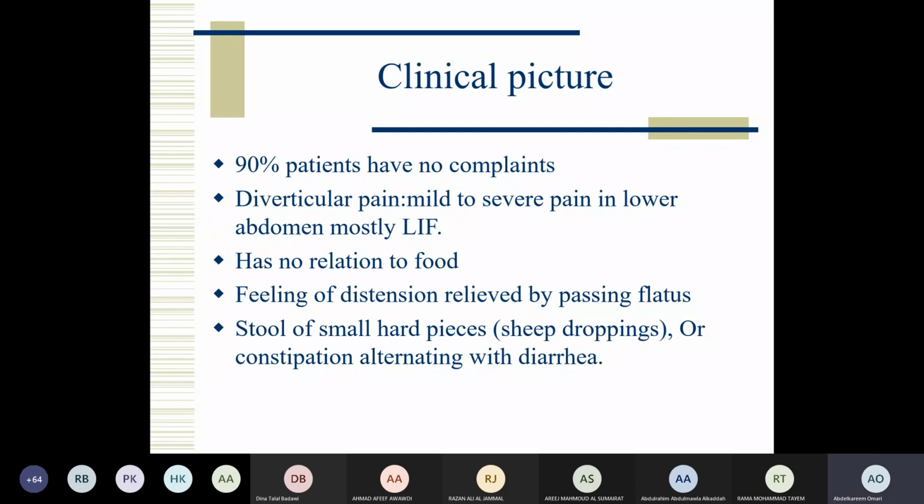The characteristic of the stool. كيف بيكون شباب ستول الناس هاي؟ Small hard pieces. It is small hard pieces, just like sheep droppings. Or it is constipation alternating with diarrhea.